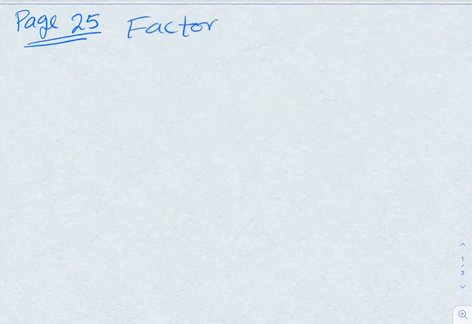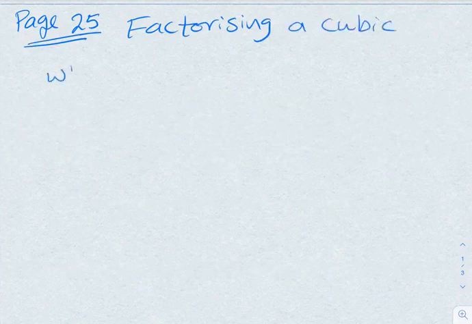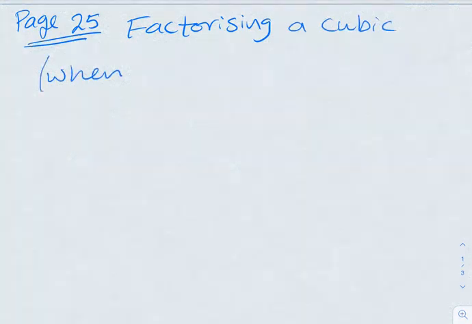But the next thing I'm going to explain to you is factorizing a cubic. So this is on page 25. Factorizing a cubic when x isn't a factor. Well, they put it here, I'm going to explain what they mean because it's not very clear.